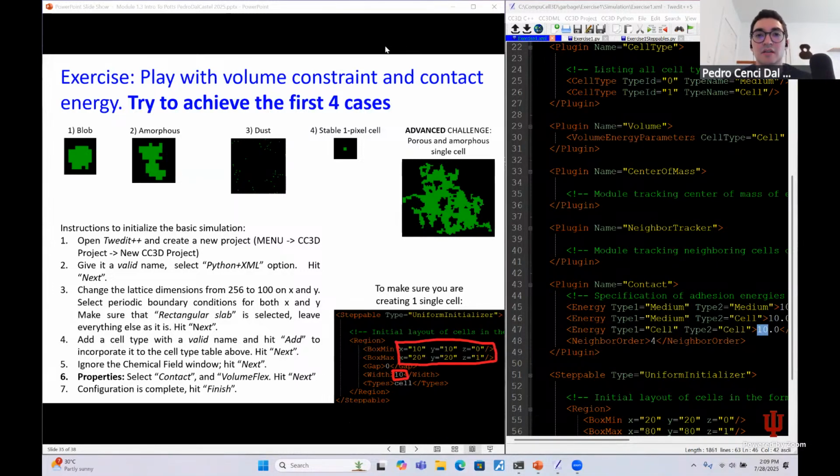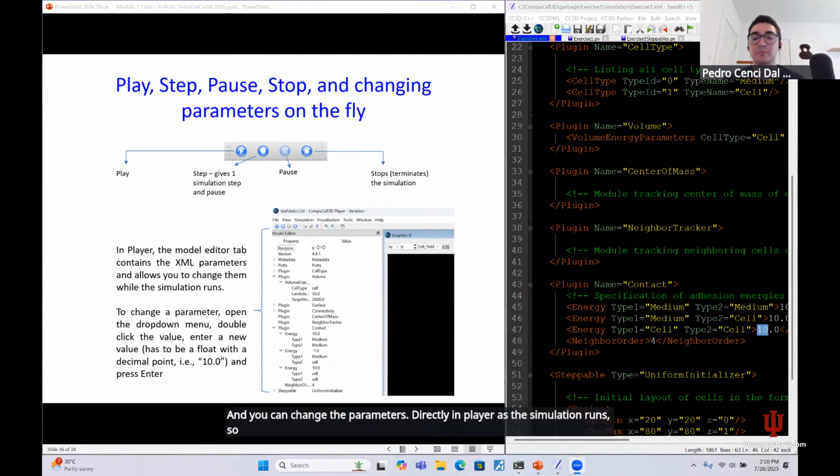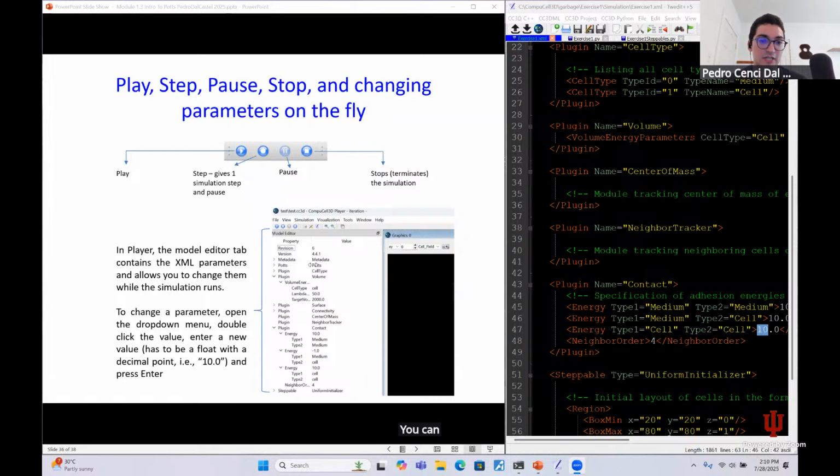All right. So you can adjust the parameters in the model editor in Player. Let me run this simulation to show you what I mean. In the slide here, in Player, there is this model editor panel. You can expand these plugin menus and change the parameters directly in Player as the simulation runs. So you don't need to stop the simulation, change the parameter, and relaunch everything. As the simulation runs, you can change the parameters here, which I am going to do now.